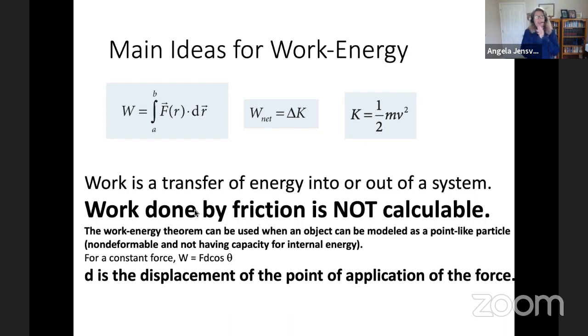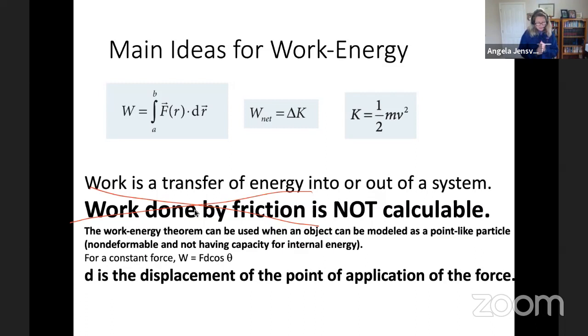Okay, we're going to talk today about work done by friction. That is not calculable, okay? We're going to talk about that, and we're going to talk about why it's not calculable. The next point is very important.